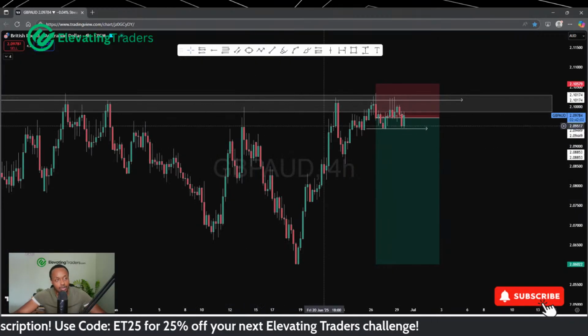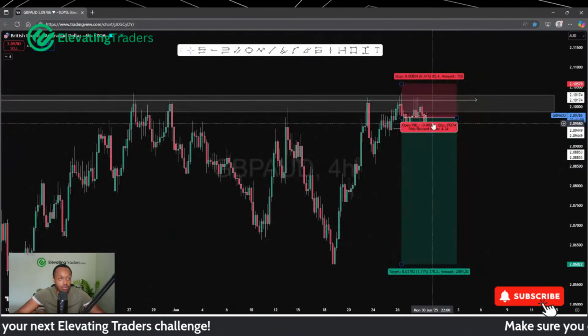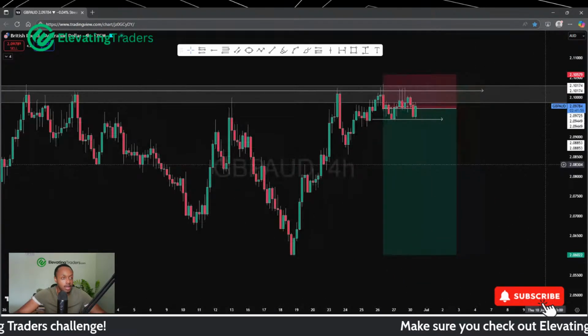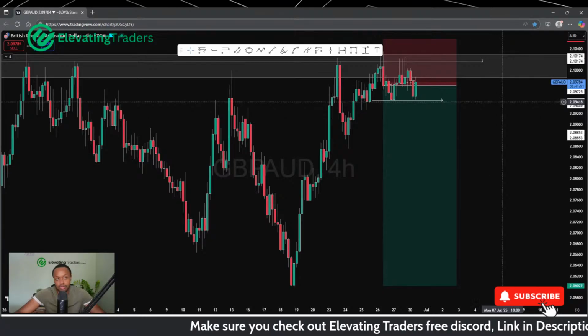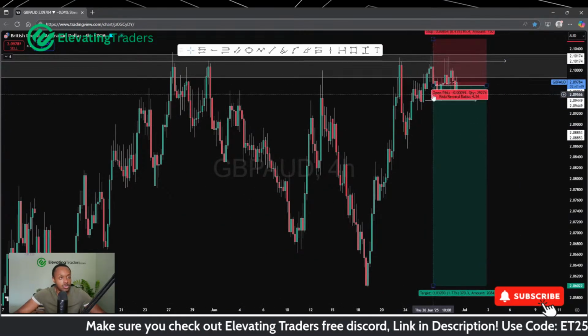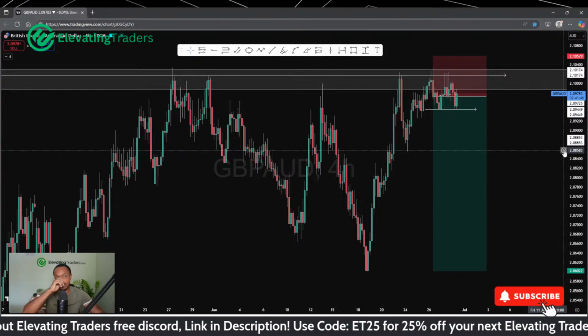But if we do consolidate for a while, I might pull the plug, because that probably means there's a greater chance we break higher than break lower. I think a break of this support level will really get the trade going. So if we can see that happen, that'll be great. But if we do start to consolidate a little bit longer, maybe give it a couple of days, see how that happens, I might pull the plug.